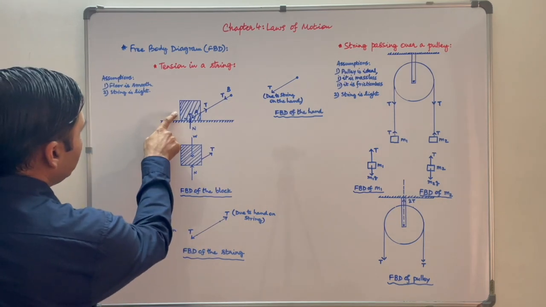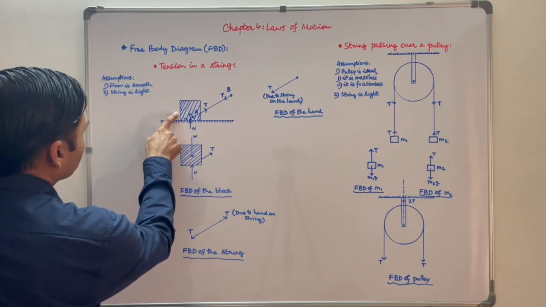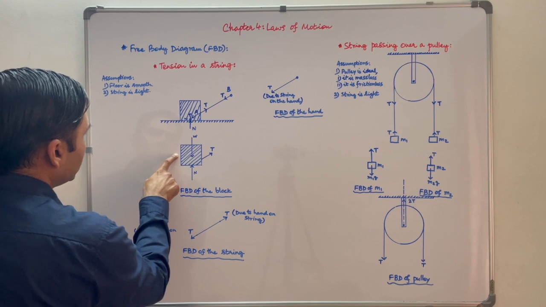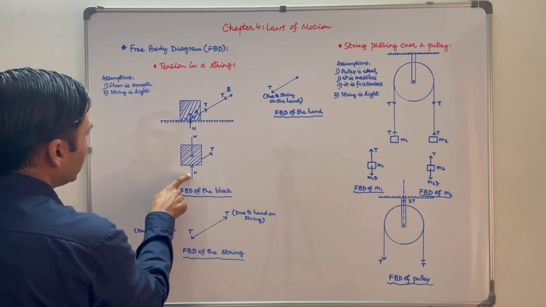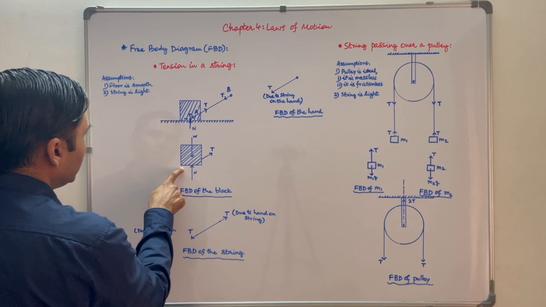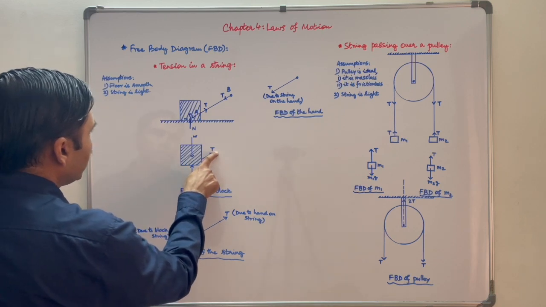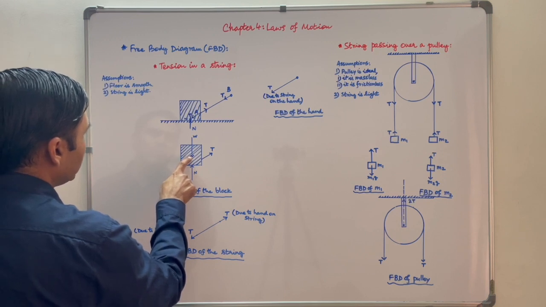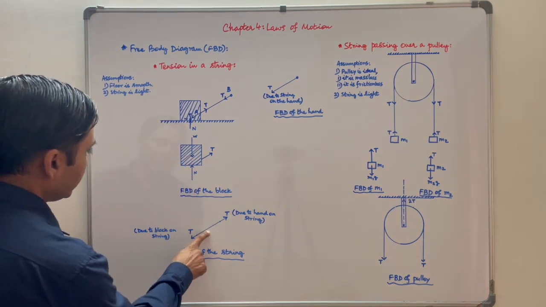To draw the FBD of this block, isolate this block from the rest of the system and draw it in its original shape and orientation. Now we will show various forces acting on it. N is the normal reaction created by the floor on the block. T is the tension force created by the string on the block. W is weight of the block that works at its geometrical center. String is light, so we don't need to consider its weight.